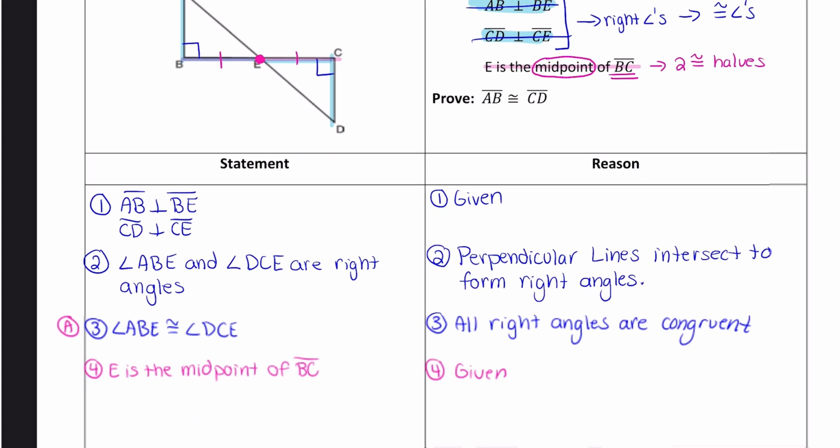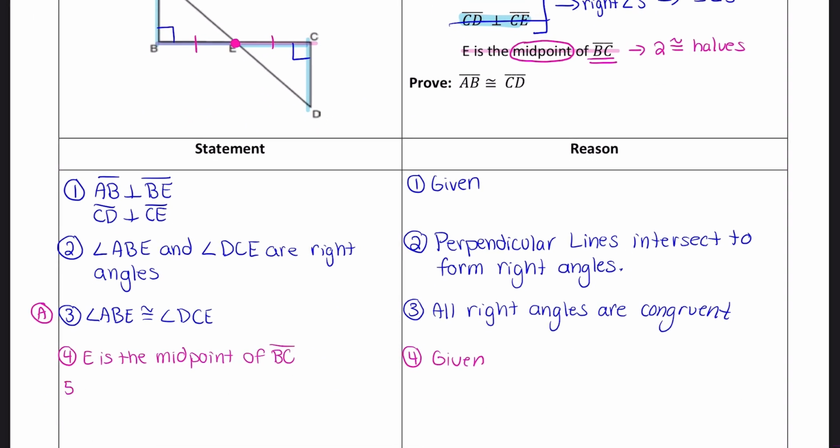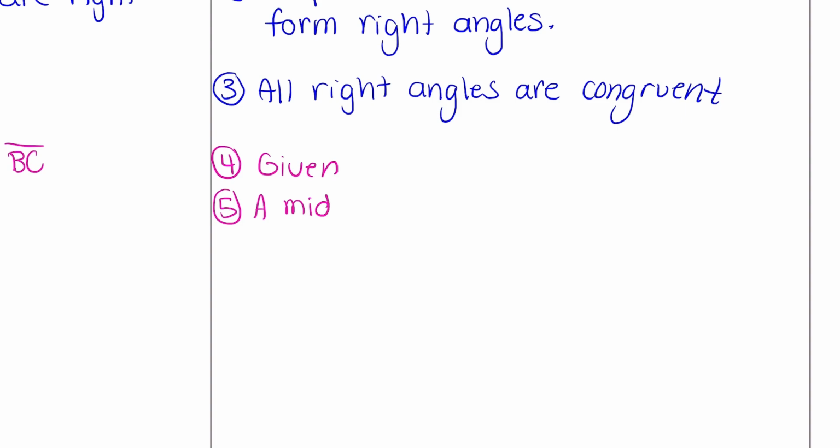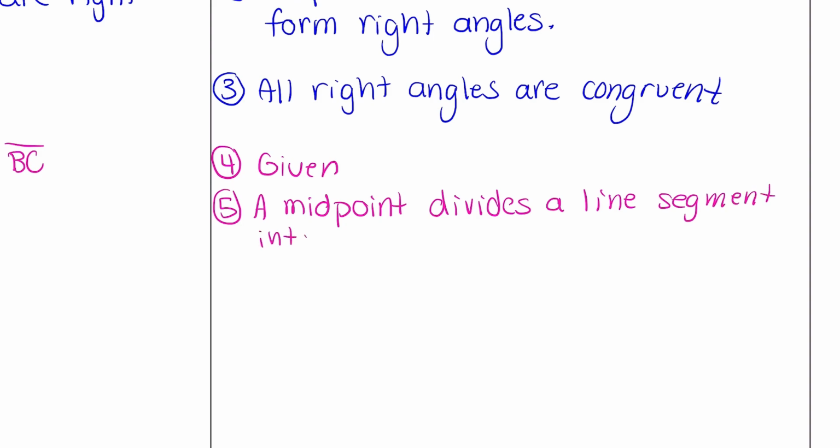Okay, so going back to my proof, my next statement is going to be that BE is congruent to EC because a midpoint, I'm going to zoom in to write this, I apologize, a midpoint divides a line segment into 2 congruent halves.